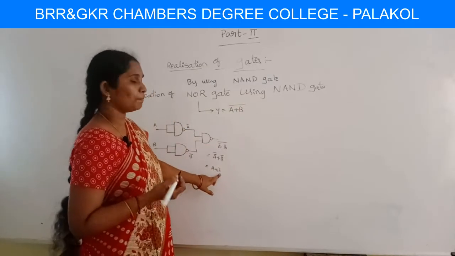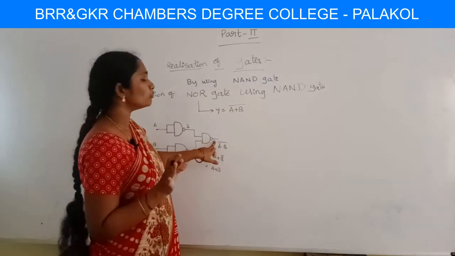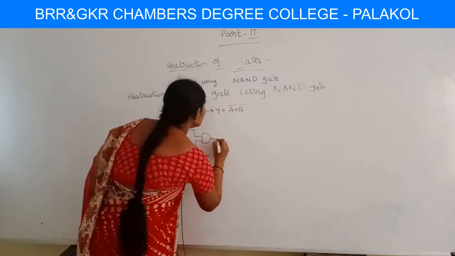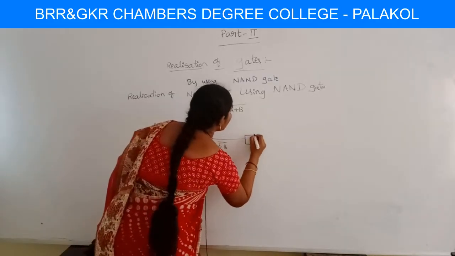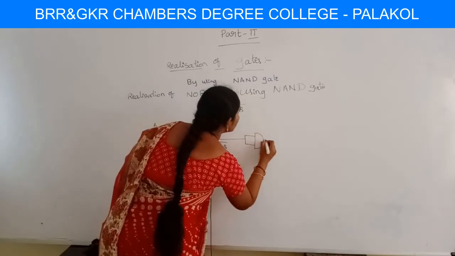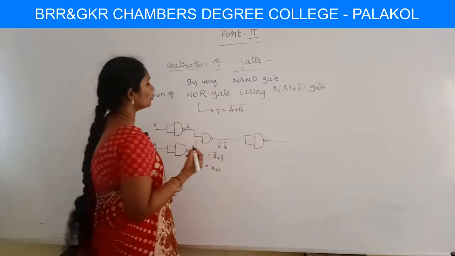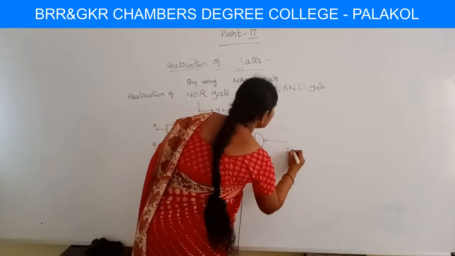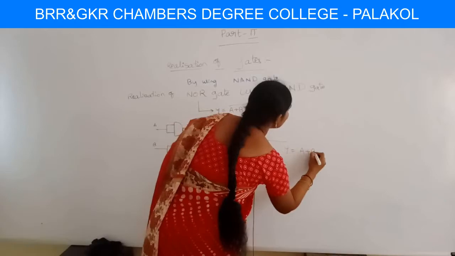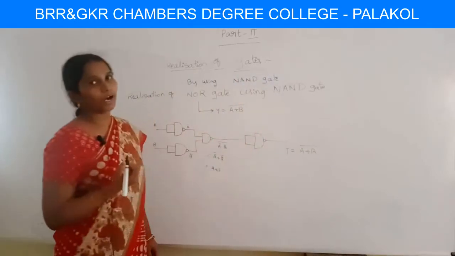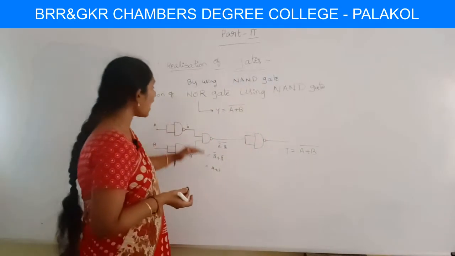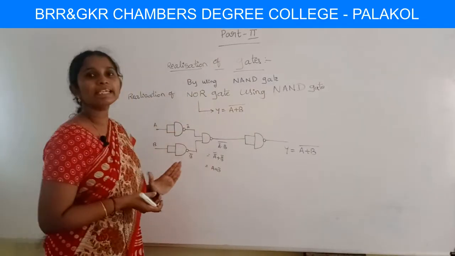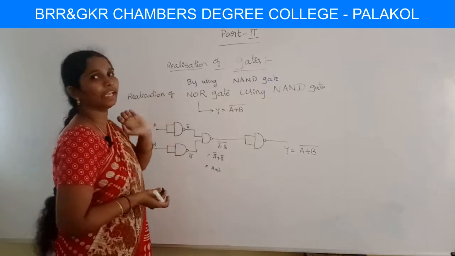So up to now A plus B is correct, and now we will use a complement here. For that complement you use another NAND gate. So therefore the final output for this realization is Y is equal to A plus B whole bar. So likewise you have to implement all the basic gates including NOR gate by using NAND gate.